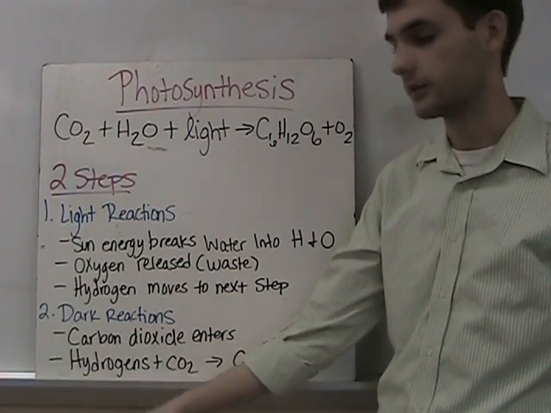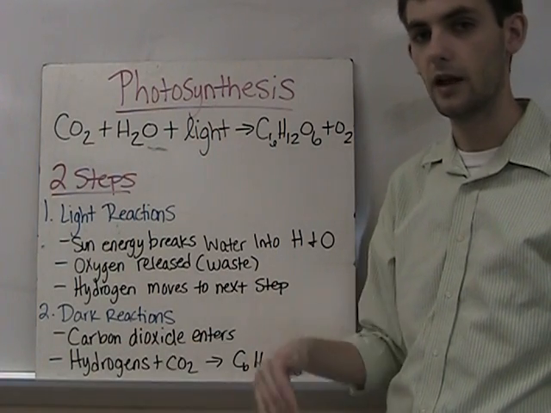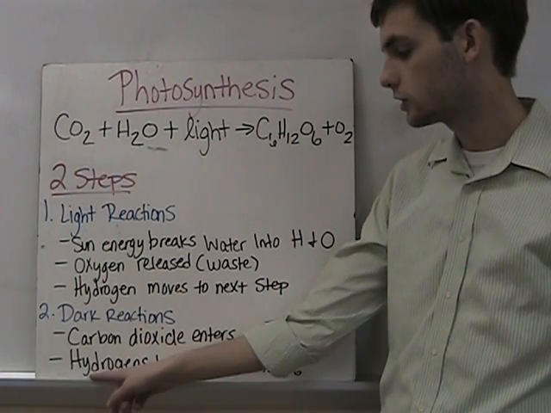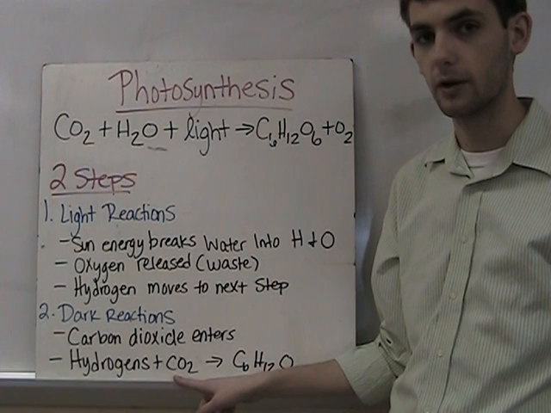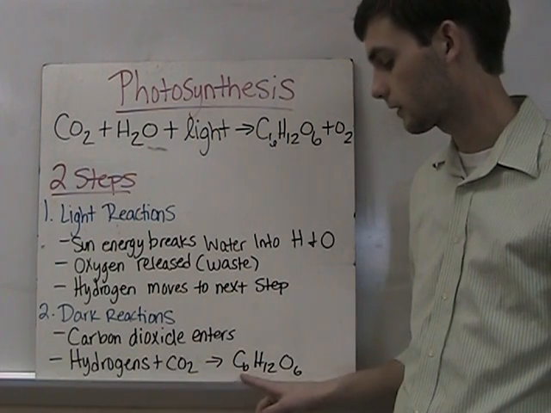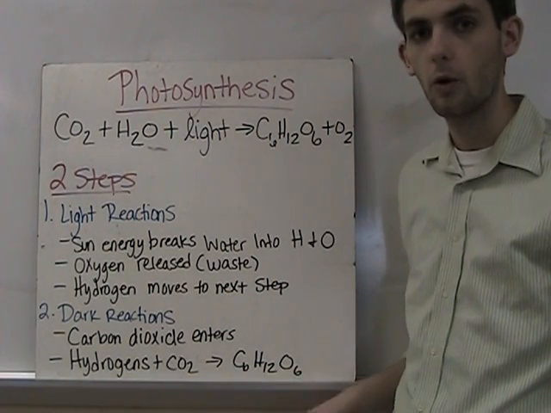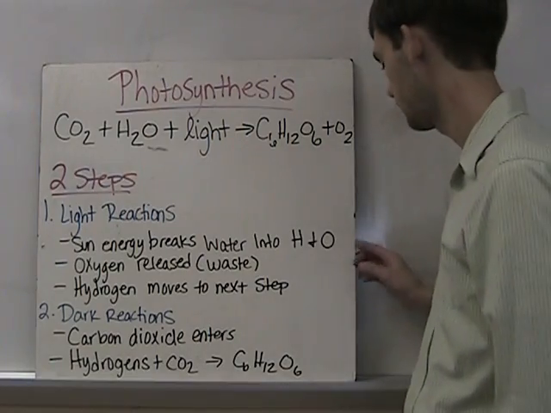In the dark reactions, carbon dioxide enters the process. Hydrogen will combine with carbon dioxide to produce C6H12O6, or what we know as glucose.